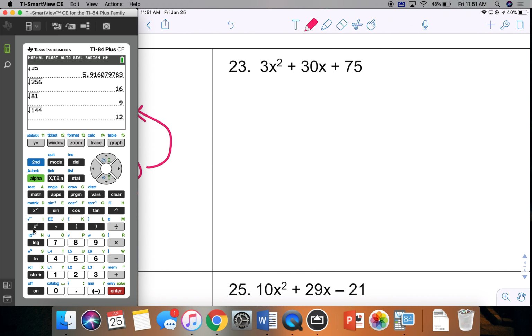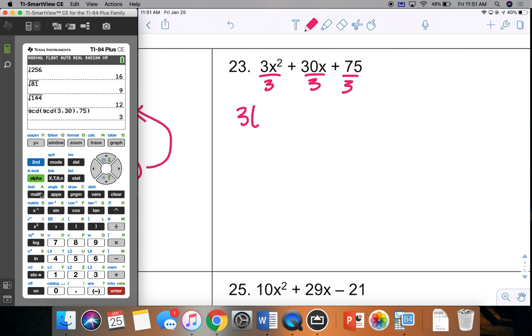Problem 23, I see that maybe there's a GCF, so let me check. Math number 9. So I have 3 and 30, and also 75. Oh good, there's a GCF of 3. So let me take out that 3 first. And when I take it out, remember I divide, so 3 divided by 3 is 1. 30 divided by 3 is 10. 75 divided by 3 is 25.